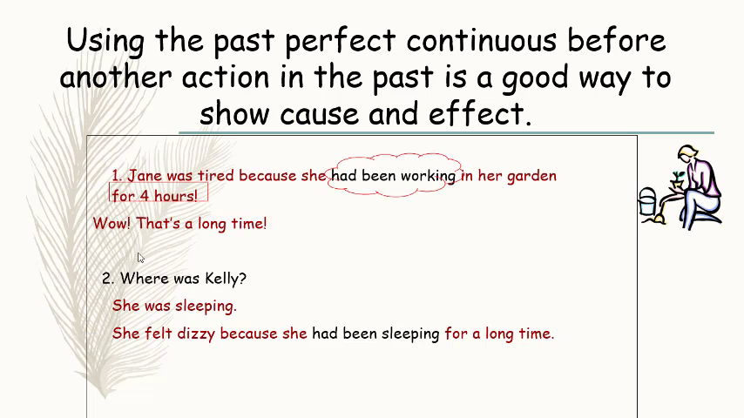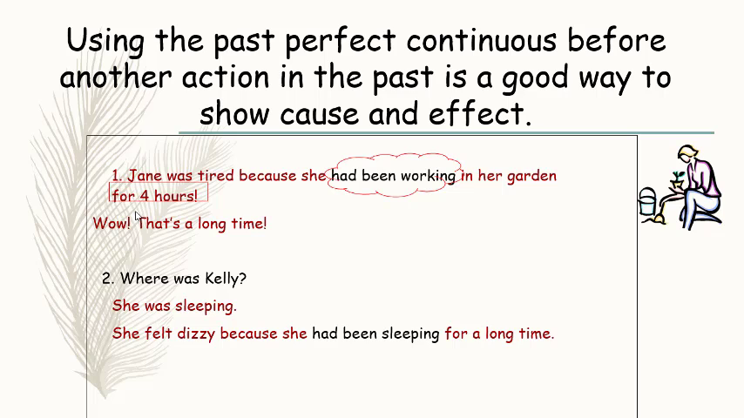Let's know the usage of past perfect continuous. Using past perfect continuous before another action in the past is a good way to show cause and effect. Let's see how. Jane was tired because she had been working in her garden for 4 hours. Here I used had been working, and this is a continuous action. For 4 hours, it's a duration of time. So we have to use a duration of time. Be careful. Here we are saying why Jane felt tired. She felt tired because she had been working in her garden for 4 hours. So this is the cause of feeling tired.